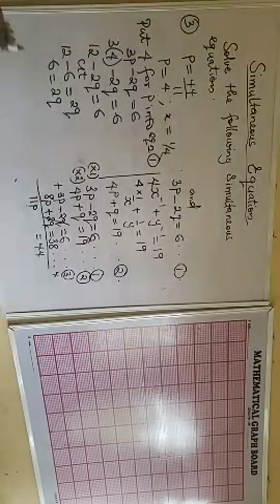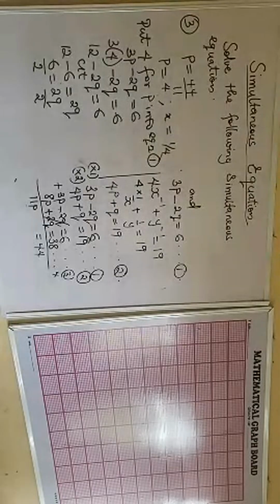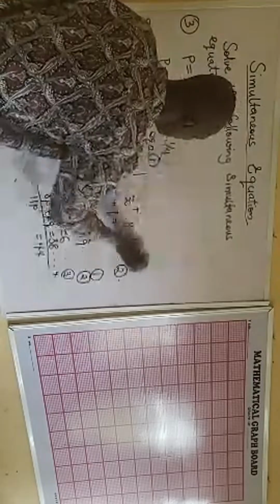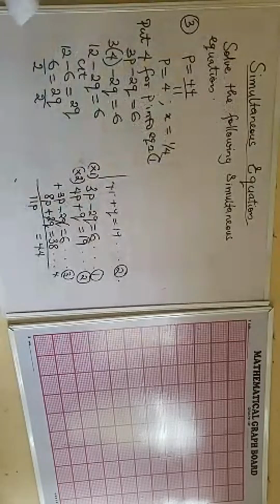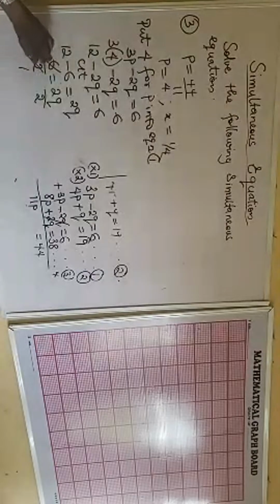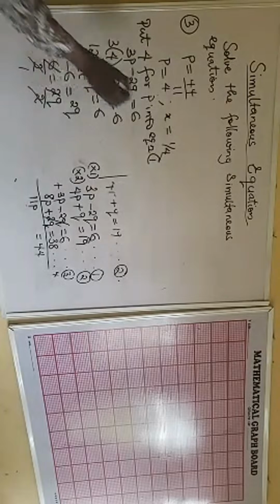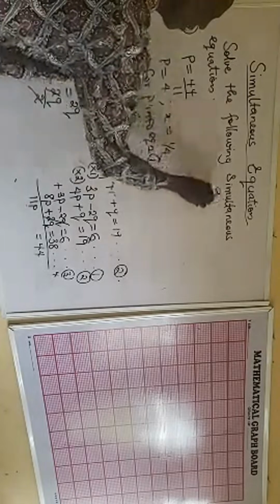So let's make Q the subject of the formula. Divide both sides by 2. Like most students will say divide by 6. No. You are dividing both sides by 2. Okay? Let's go further. 2 here, 1. 2 here, 3. We cancel 2. Therefore, our Q is equal to 3.